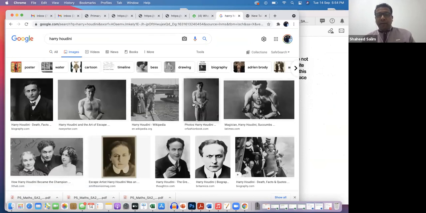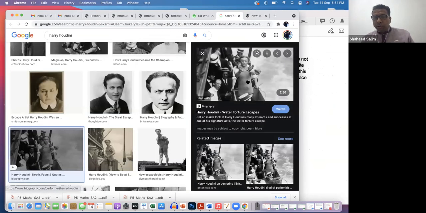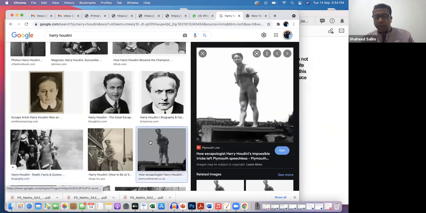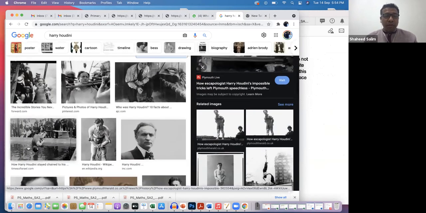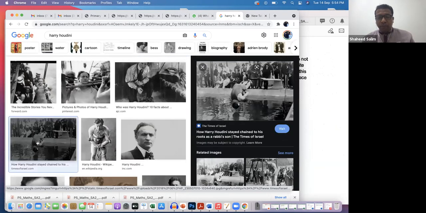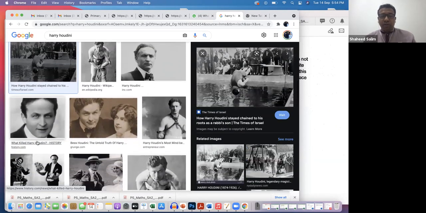He is an escape artist. They will put him in chains. They will put him on a boat, then throw him into the sea. Sometimes he will be able to escape. He's called an escapologist. Sometimes they hang him upside down and ask him to escape. They throw him into the water, and under the water he tried to escape.